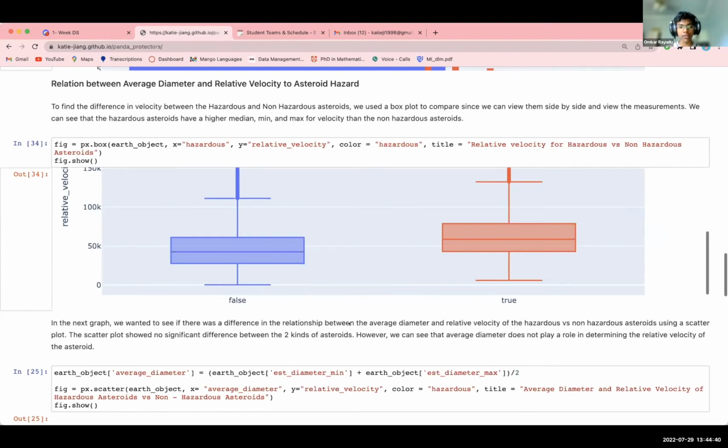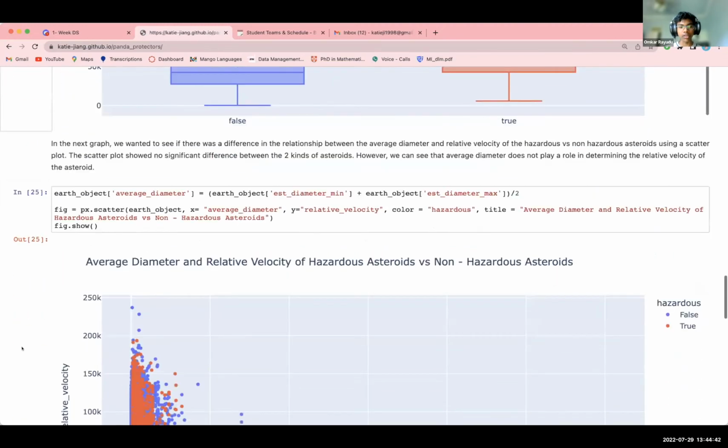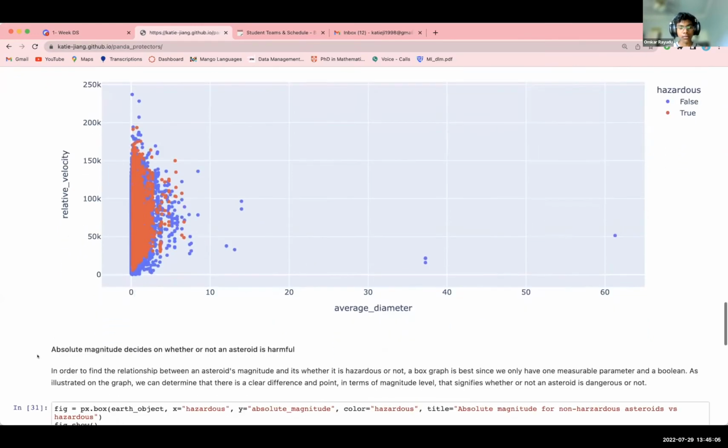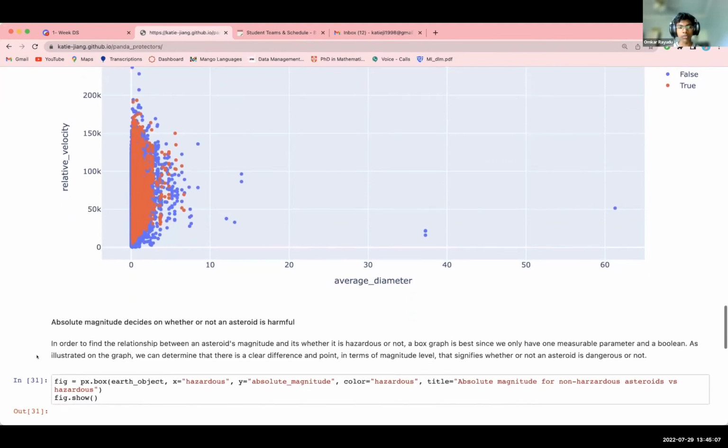In the next graph, we look at the average diameter and the relative velocity of both types of asteroids. You can see that there really isn't much of a difference between those two. You can also see that the average diameter doesn't really have a factor when it comes to determining the relative velocity or classifying an asteroid. And Obadah will cover the next section.